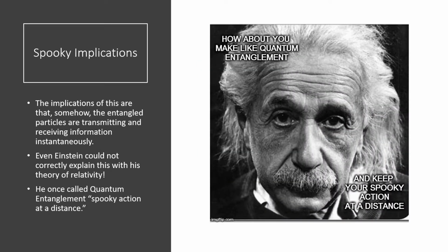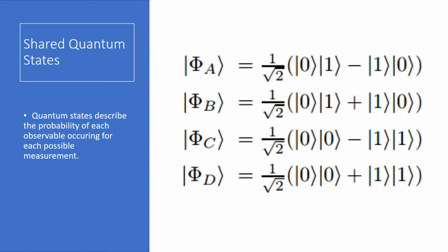While this sounds crazy, it is also very spooky. Information being transmitted instantly would have to be faster than the speed of light, which goes against Einstein's theory of relativity. In fact, Einstein himself once referred to entanglement as "spooky action at a distance." The measurements for entangled pairs are like this because they share a quantum state. Quantum states describe the probability of each observable occurring for each possible measurement.